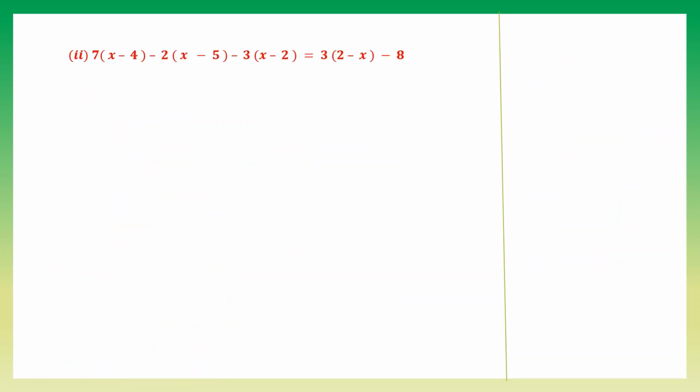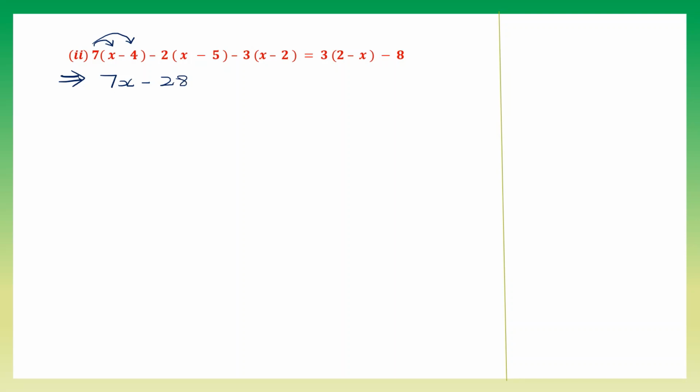Question 2. Now here we have all these terms and brackets. So we're going to open the brackets first and then carry on. So let's begin. When you open brackets, you need to be careful. First you multiply 7 into x and then 7 into minus 4. So 7x, minus 7 4s are 28.